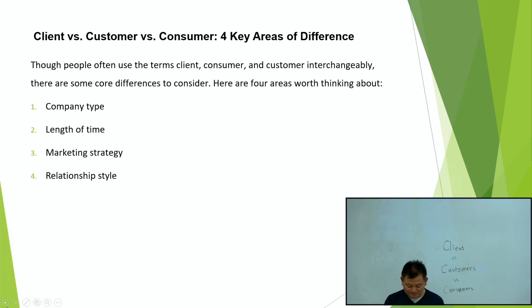Length of time. The consumer or customer journey is generally shorter than the client journey. The client journey is a very long time. The consumers or customers are a little bit shorter than the client. Customer relationships are all about the shorter, sometimes consisting of only a one-time sale with a retailer or restaurant.